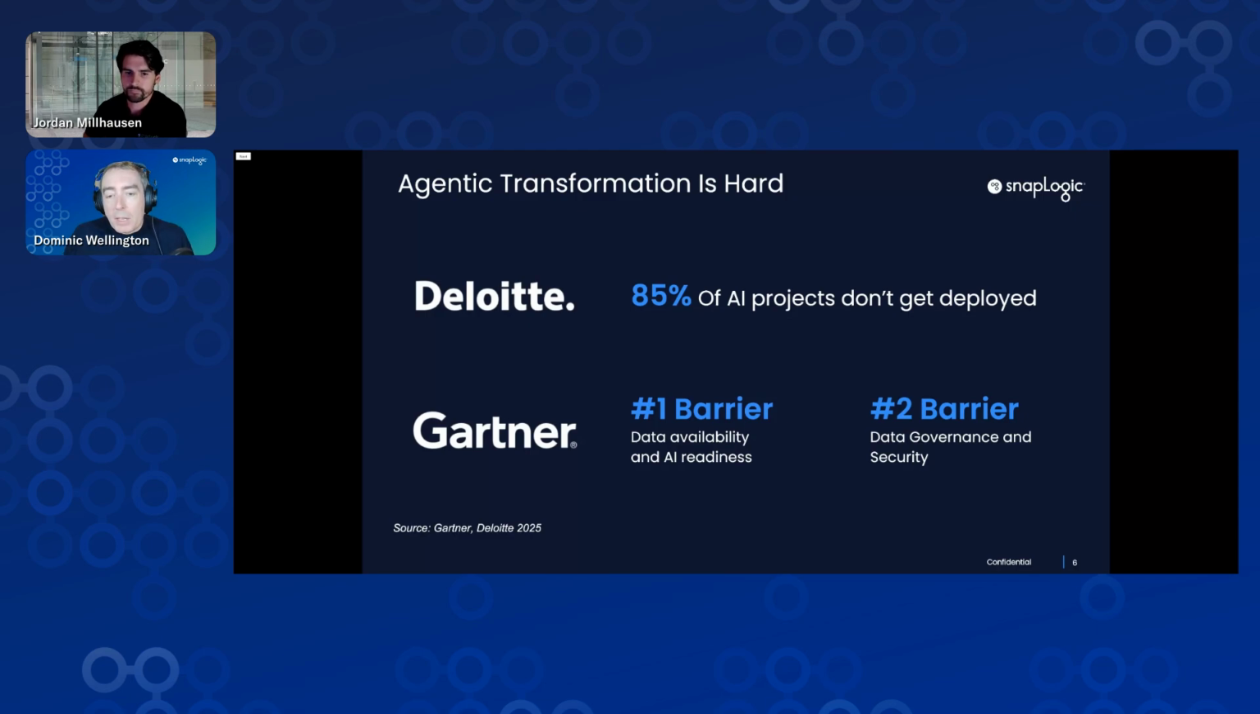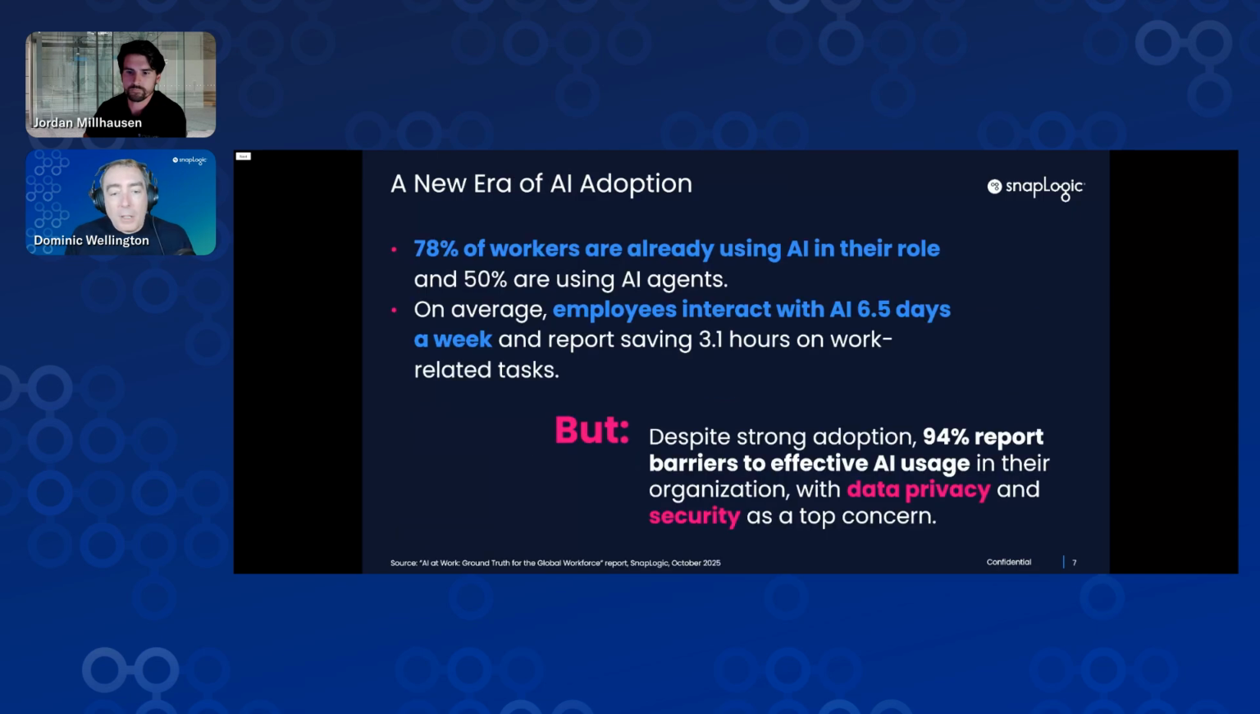And we found the same thing when we ran our own survey. If you go to the next slide, please. Thank you. We found that lots of people are already using AI in their role, and 50% of them are even using AI agents. So they're way out ahead of corporate IT sometimes.